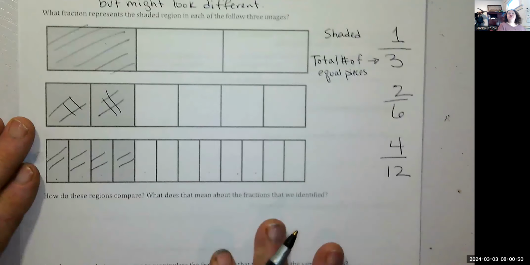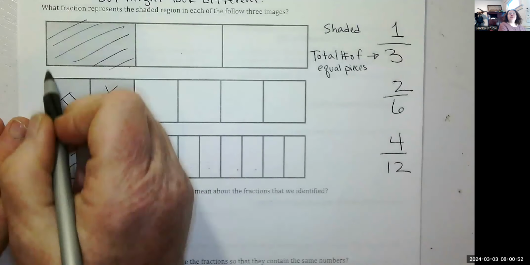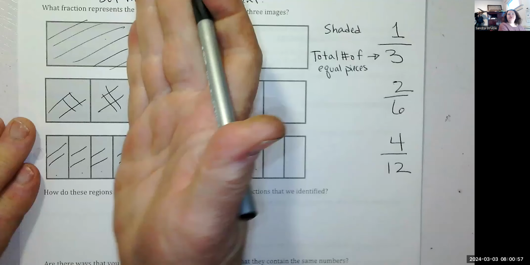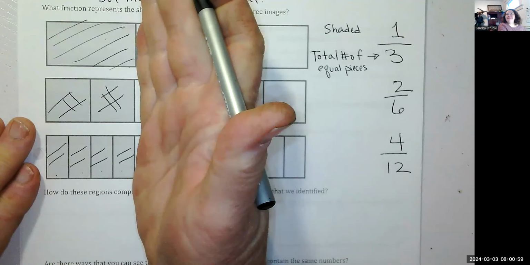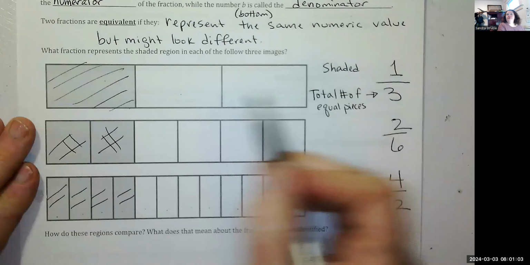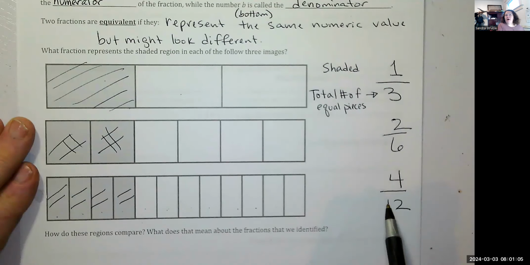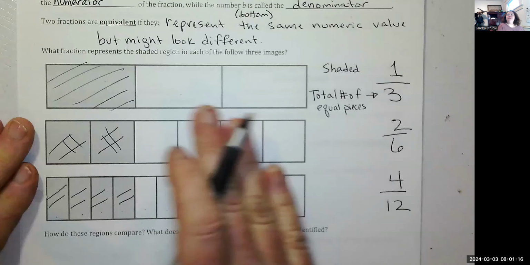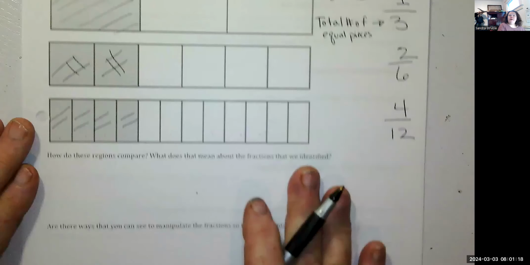Okay, but what you need to understand here is these shapes are all the exact same size. And the parts that are shaded are all the exact same size. So these 1/3, 2/6, and 4/12 are all equivalent fractions. They're all the same value, but they look different because it's using different numbers, all right? Based on how many total equal pieces you have.